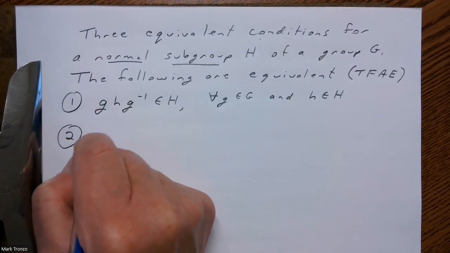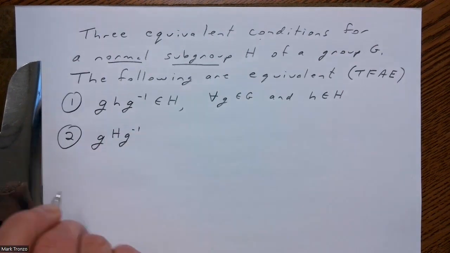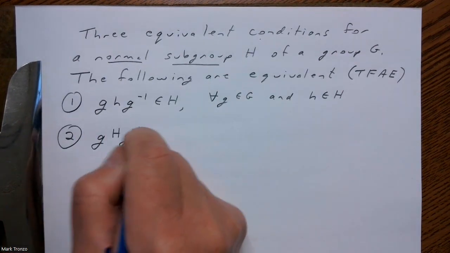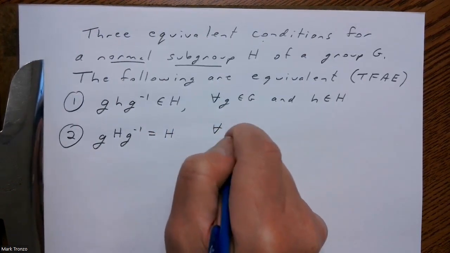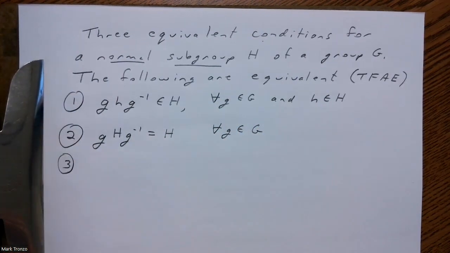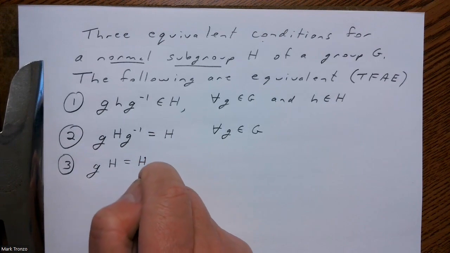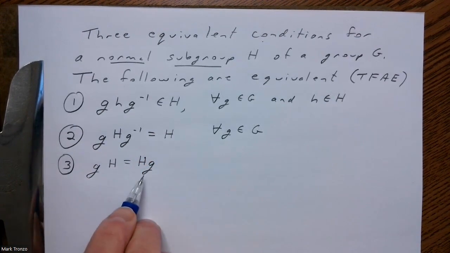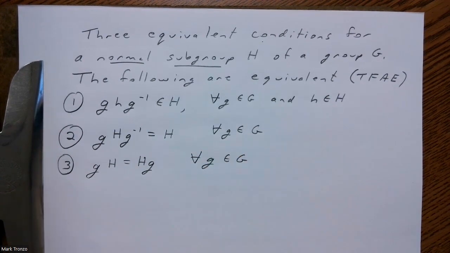Another one is gH, where you have the whole subgroup, is equal to H for all g in G. And then this is the one we've already been talking about: gH is equal to Hg for all g in G. Again, if any of these are true, then we have a normal subgroup.